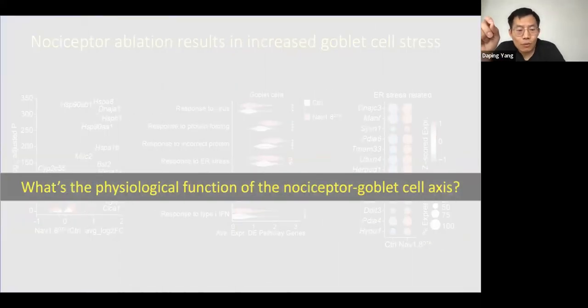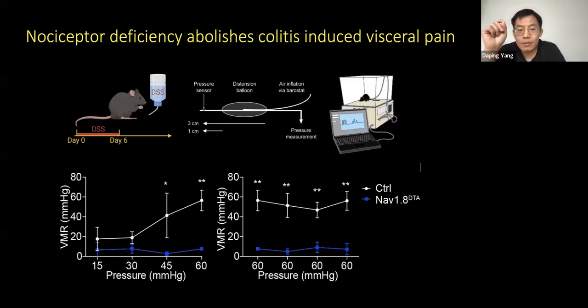So then the next question is, what's the physiological function of the nociceptor goblet cell axis? Let's go back to the question I asked at the beginning. Abdominal pain or visceral pain is a typical symptom of IBD, or the inflammatory bowel disease. And the DSS-induced colitis is a commonly used mouse model to mimic IBD.